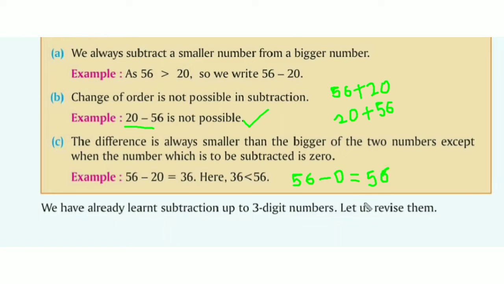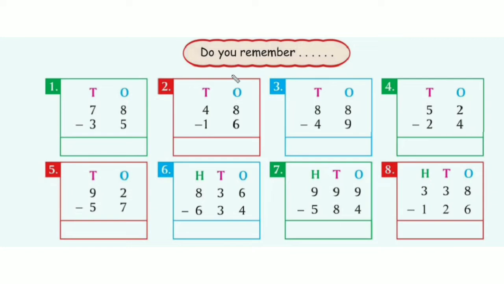Now you have already learned the subtraction of 3-digit numbers. Now let's revise it. Now see this example. First we are subtracting ones and then we are subtracting tens. 8 minus 5 equal to 3 and then we are subtracting tens. 7 minus 3 equal to 4. Our answer, that means our difference, is 43.